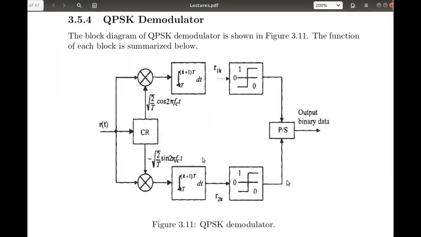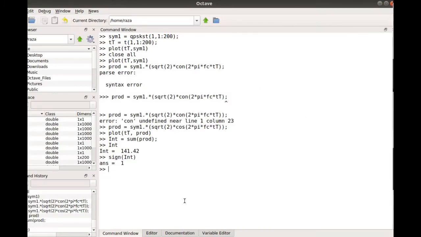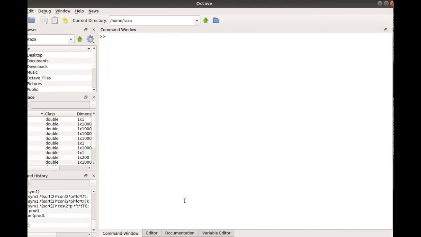Now we would expect a -1 here, because our first symbol was carrying 1 0 bits. Now in the second branch, we already got this 1. In the second branch we have to multiply it with minus square root of 2 over T sine of 2 pi f c t. T we have taken 1. Let me find that product. So now for the second branch, let me clear it.